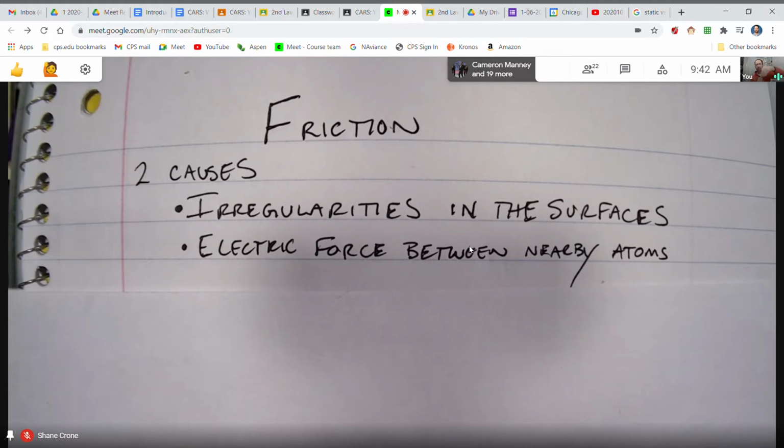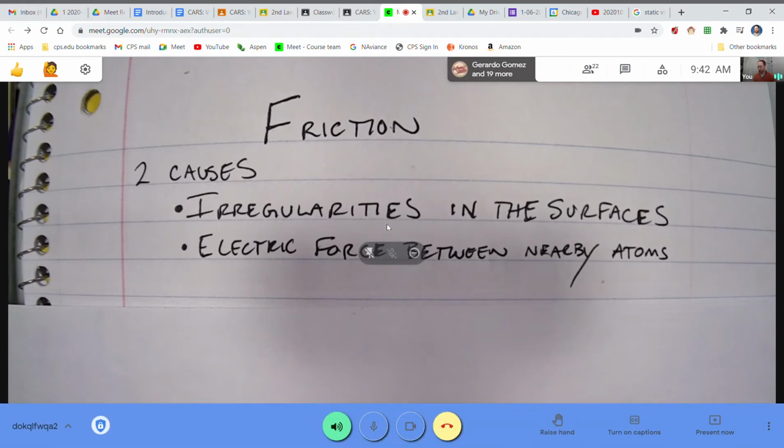When the atoms are far apart from each other, you don't notice it. But when they get close to each other, within maybe the width of an atom, all of a sudden little electric forces start to become really significant. And that is part of the frictional force. So those two things combine together.